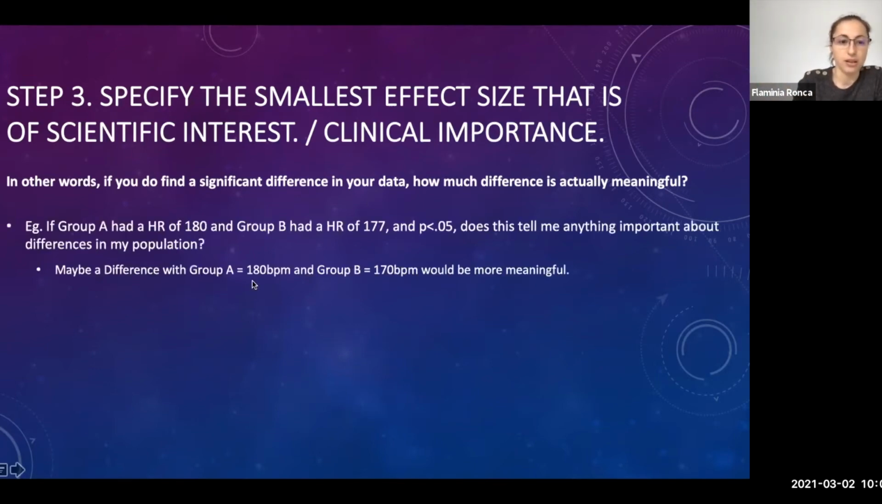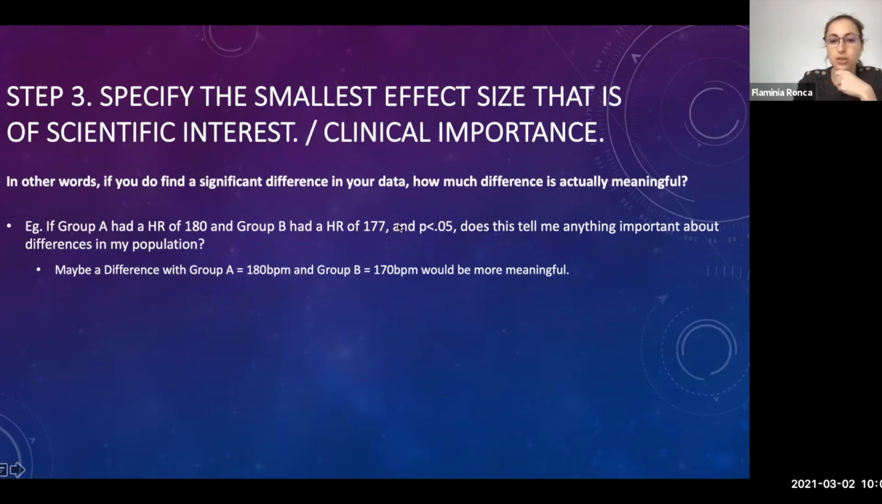For example, if you're giving a treatment that supposedly affects heart rate, let's say you've got 2 groups of people. Group A has a heart rate of 180 and group B has a heart rate of 177. And let's say your P is lower than 0.05. So there is a statistically significant difference in your data between groups A and B. So your data is robust, there is an effect, but the difference is only 3 beats per minute. So does that mean anything? Probably not. That's not going to have any effect on your patients if you're only changing their heartbeat by 3 points.